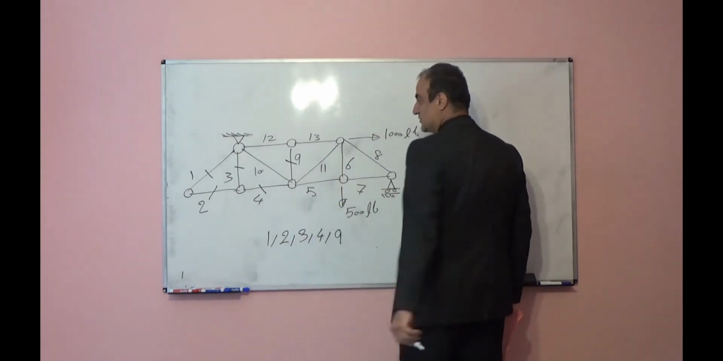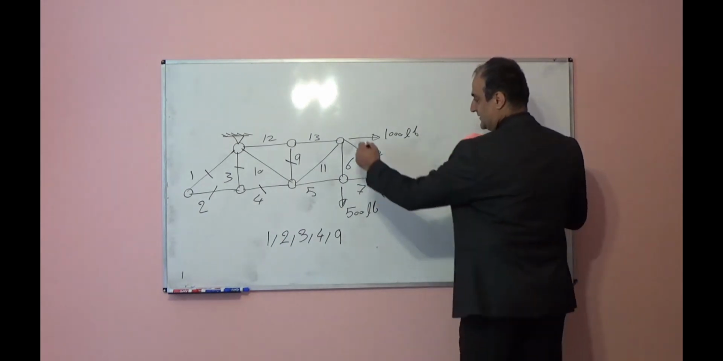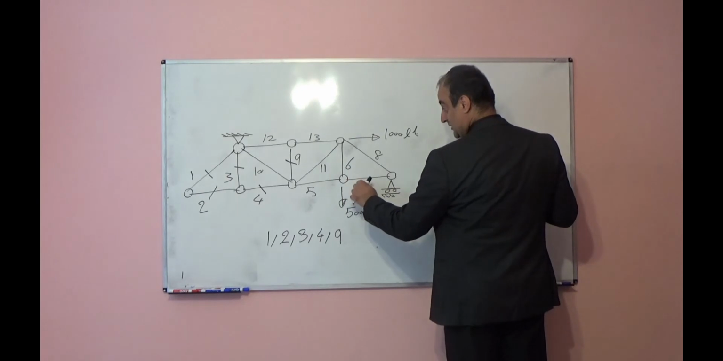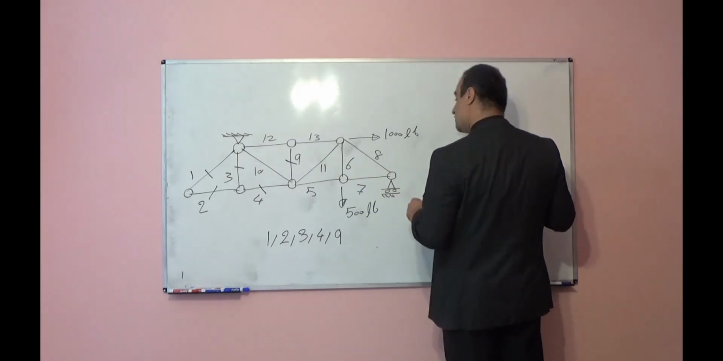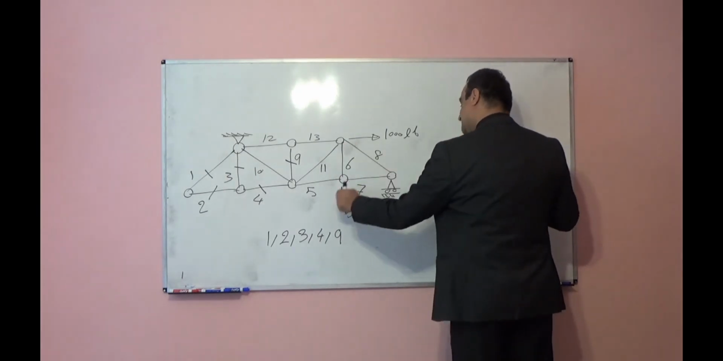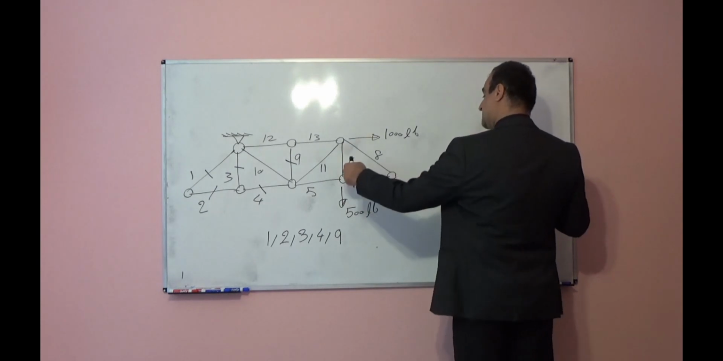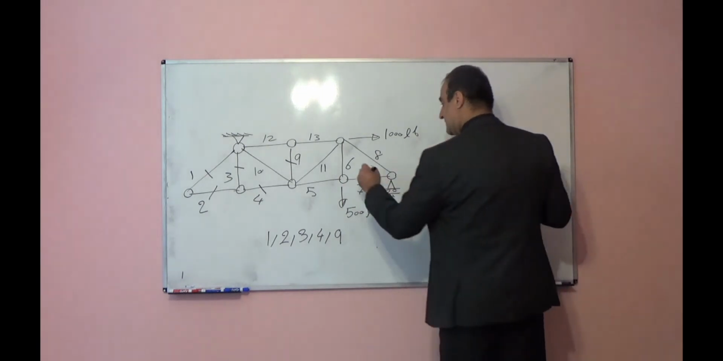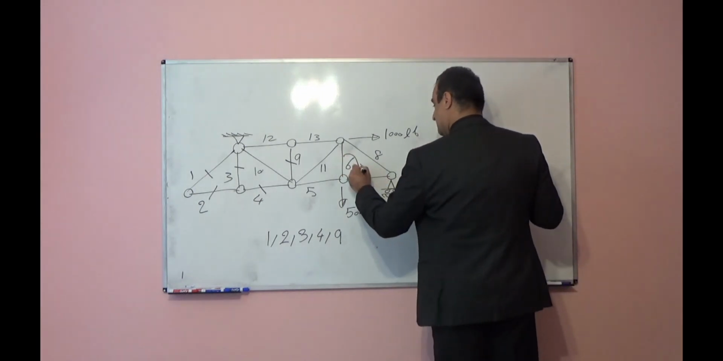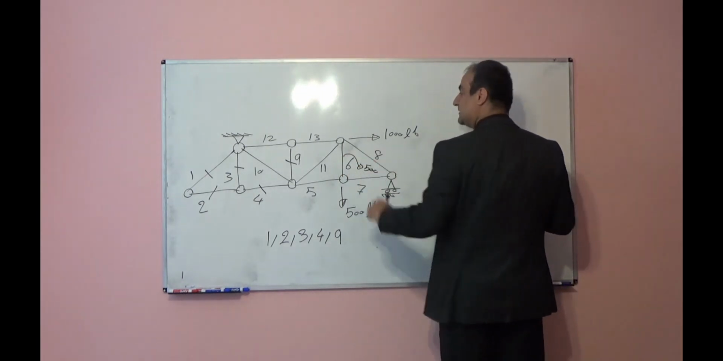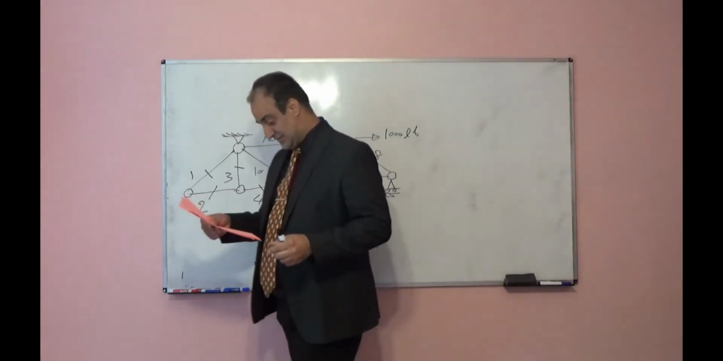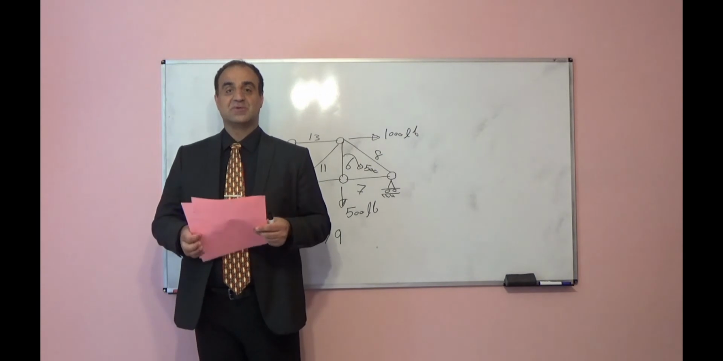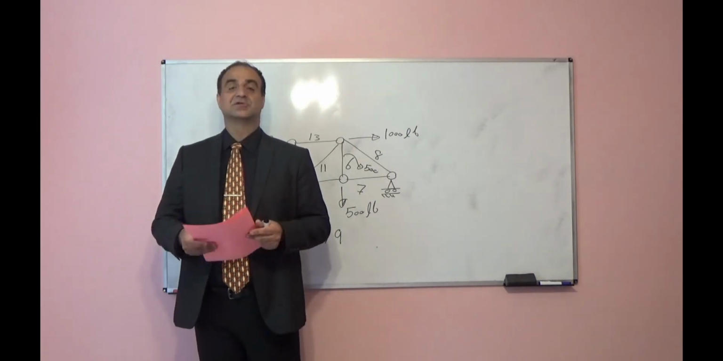Here in this joint we cannot tell, here we cannot tell anything. Here in this joint, both of them are collinear. If we didn't have this 500, member 6 was a 0 force member, but now the internal force is 500. The others we cannot tell from the beginning. So this is the way we will differentiate 0 force members in simple trusses.